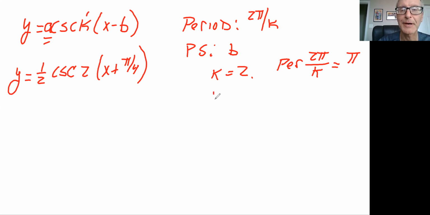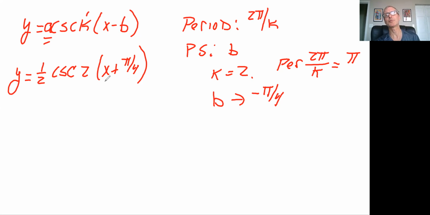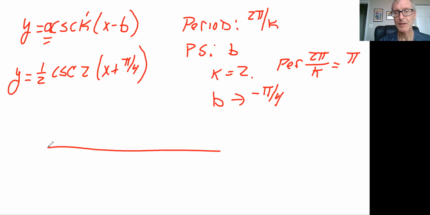And our B value in this case is minus pi over 4. Remember, one way of thinking about it is to take the opposite of B, or what you plug in for x to make what's inside those parentheses 0. That's our phase shift. So in this case, our phase shift ends up being minus pi over 4. So what happens to our graph? Well, let's just take a look at a couple of things.